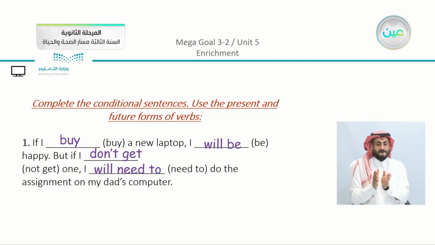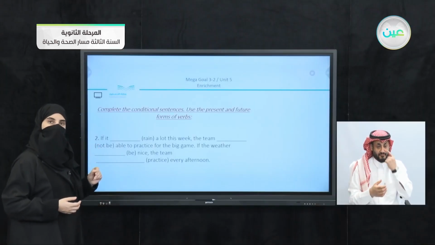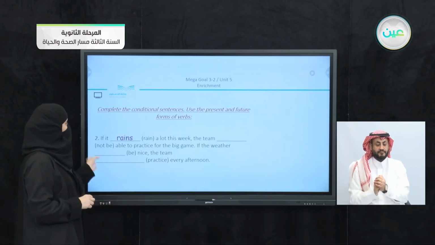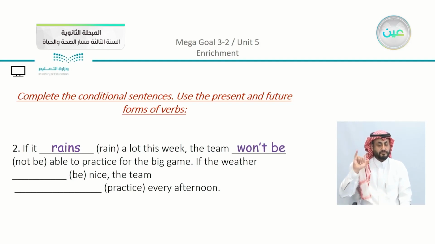Moving on. Number 2. "If it rain a lot this week." Now we need to change it into present simple. Of course, we have here the pronoun "it," so we have "if it rains." "The team not be able to practice for the big game." It is something in the future. How can we change it? We can say the team will not be able, or won't be able, to practice for the big game.